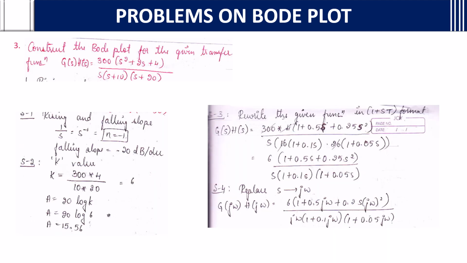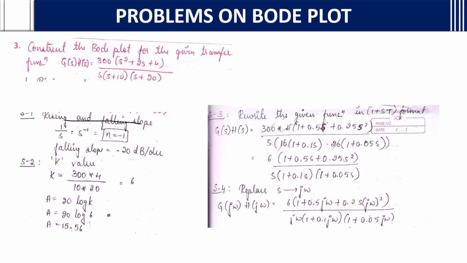In the third question, construct the Bode plot for the given transfer function. See, it is a little bit different from the previous one. Drawing the graph is the same, but if the questions are in this different form, you should start working out different sums so that you can easily draw the Bode plot. First you will write the rising and falling slope. Again you have 1 by s, so s power minus 1, that is n equals minus 1.